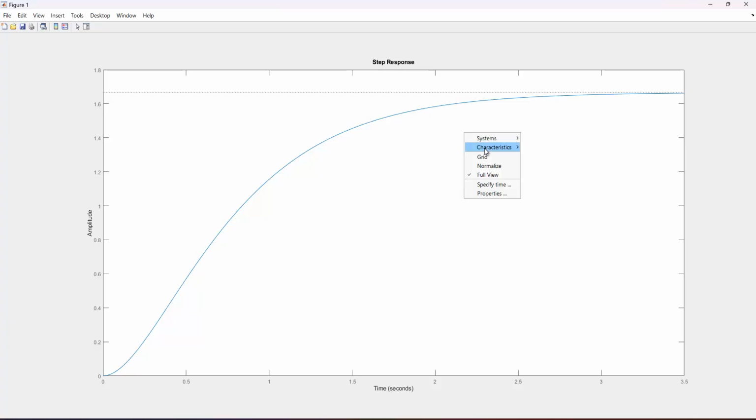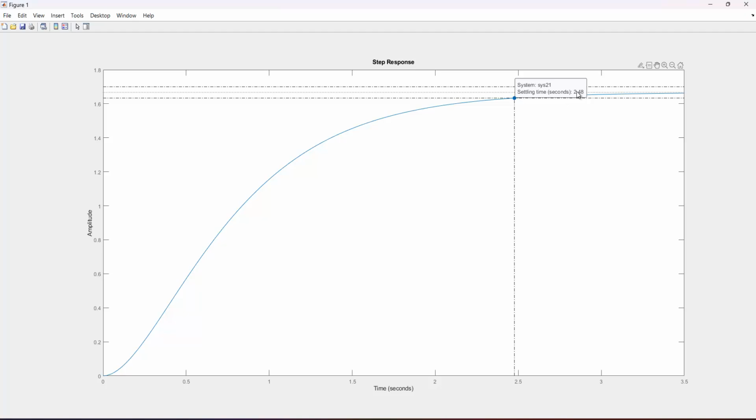Just see that this is the settling time. It's given here around 2.43, and so we have the peak response here. Overshoot is equal to 0, which means that it is either a critically damped system or an overdamped system. And so if we evaluate the graph of these terms, we can say that this is the overdamped system, okay?